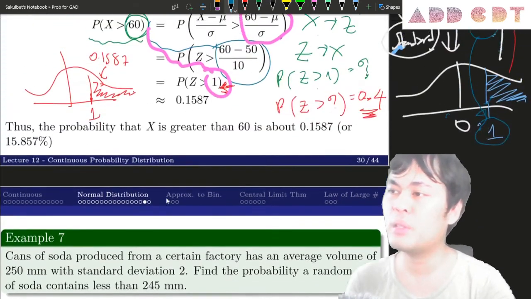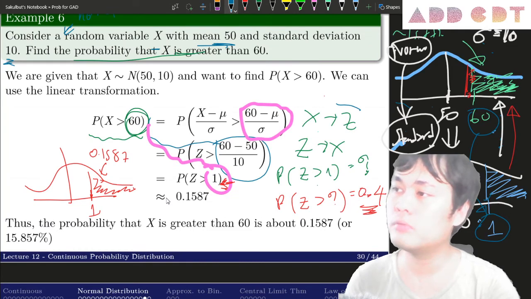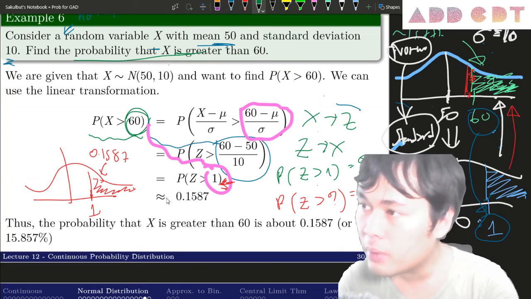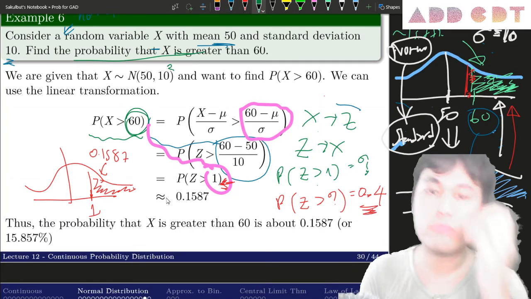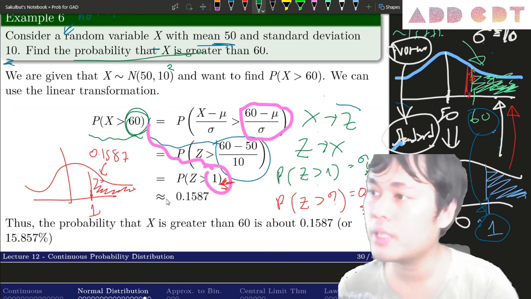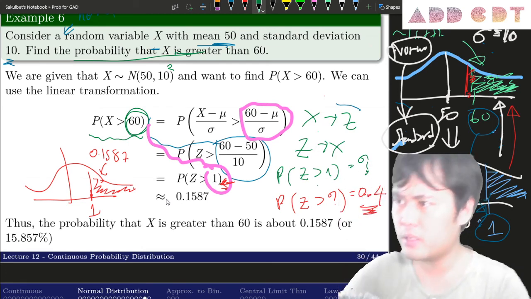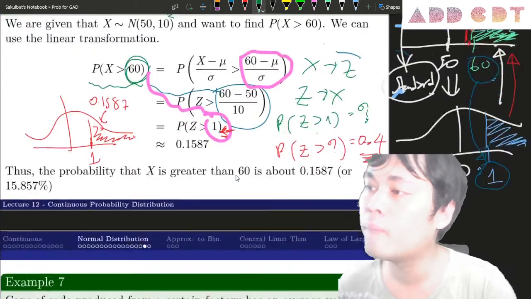Oh, by the way, the one typo here is that it should be 10 squared, not just 10, but everything else is fine. Just change that number to 10 squared.